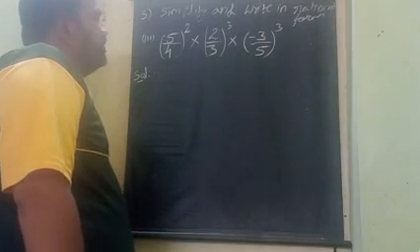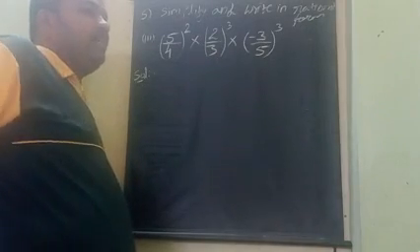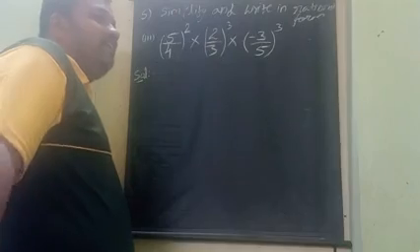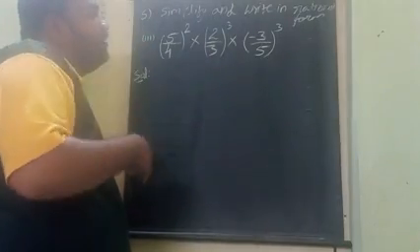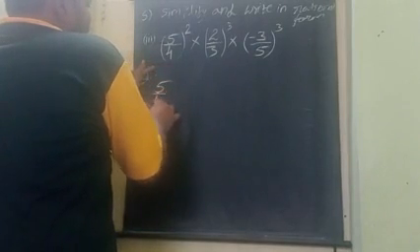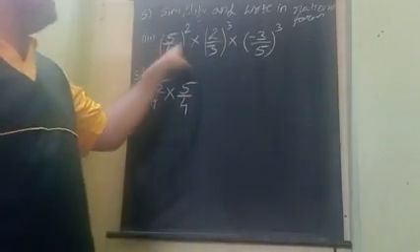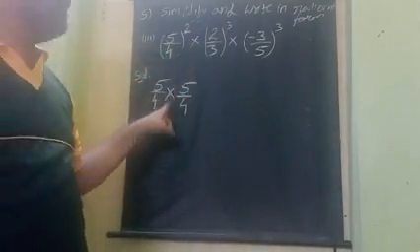So what do we have to do? We have to write it in expanded form. Why are we writing in expanded form? Because the bases are not the same. Writing in expanded form: 5/4 × 5/4. Why did we write 5/4 into 5/4? Because here the power is 2, so repeat 5/4 two times.